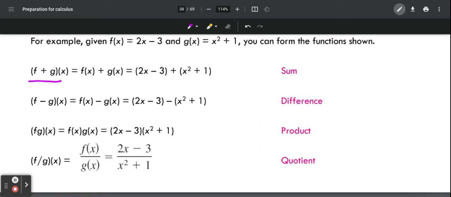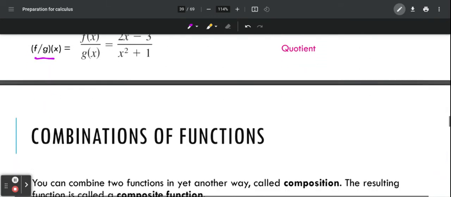If it says f plus g of x, that means the same thing as f of x plus g of x. So you would add those two functions together. Same thing, f minus g of x would mean f of x minus g of x. F times g of x, f divided by g of x, you just take each individual function and apply that rule to it.